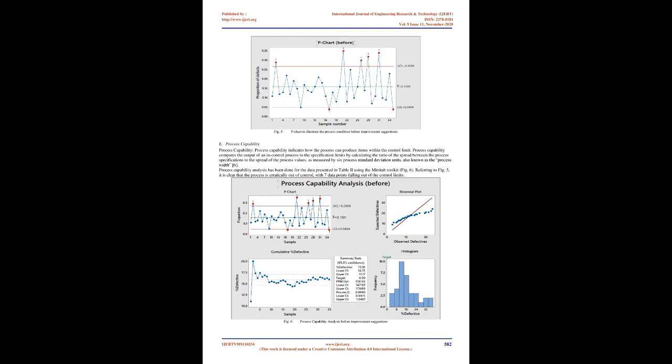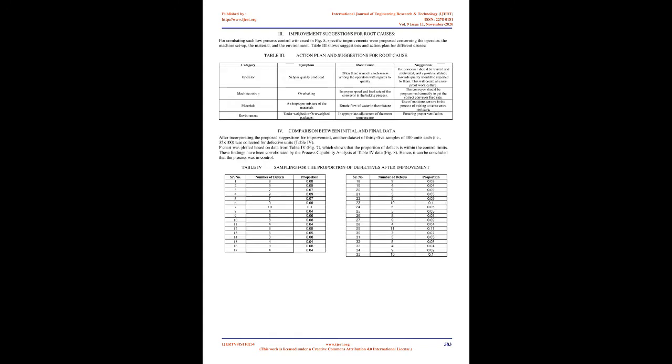Fig. 4. D. Control charts. Control charts, also known as process behavior charts, are a statistical process control tool used to ascertain if a manufacturing or business process is in a state of control. These are a type of graphical tools for statistical process monitoring.